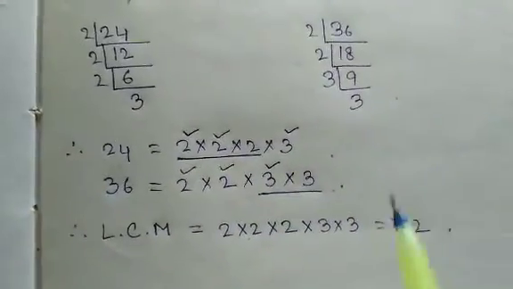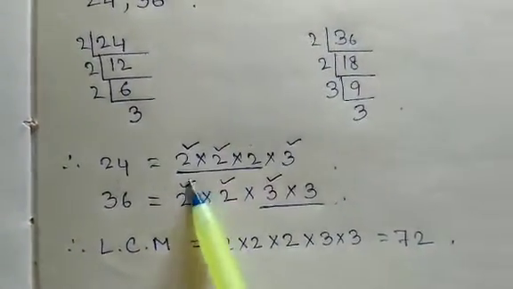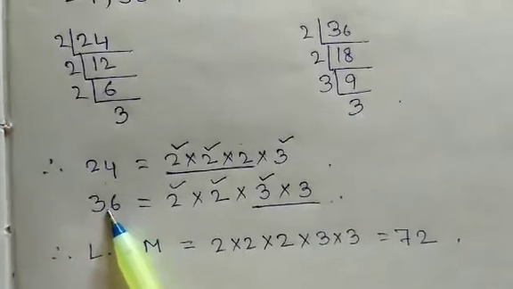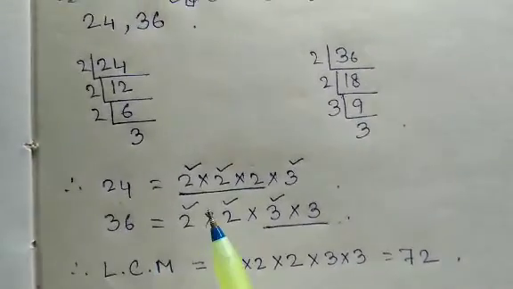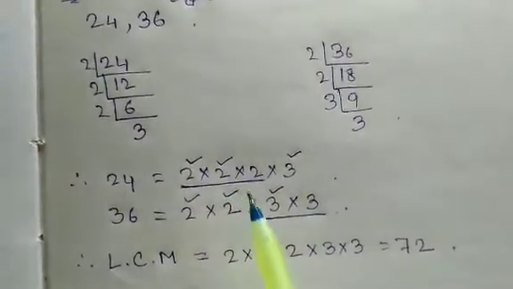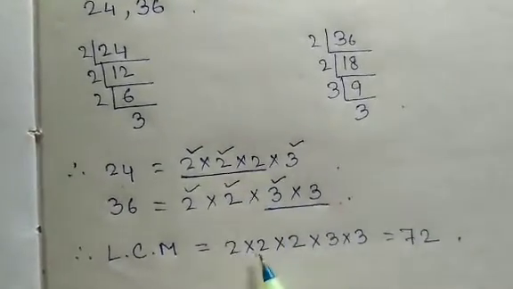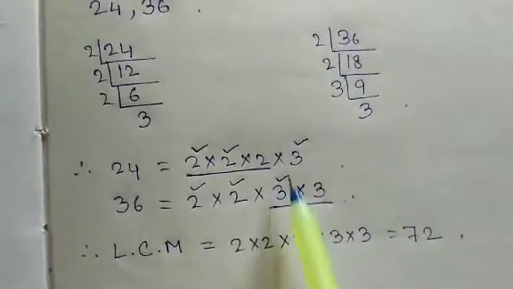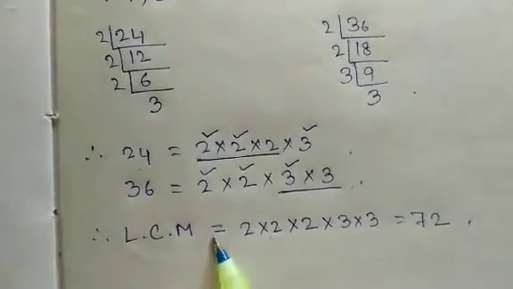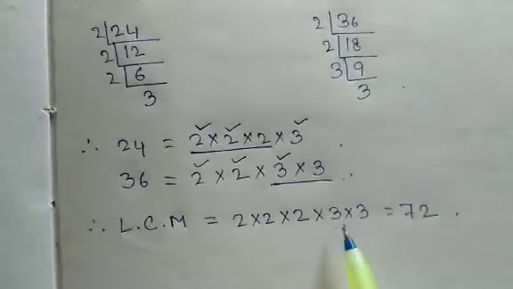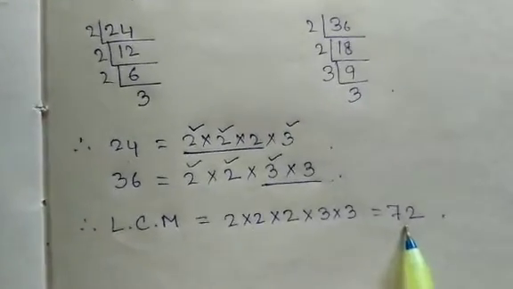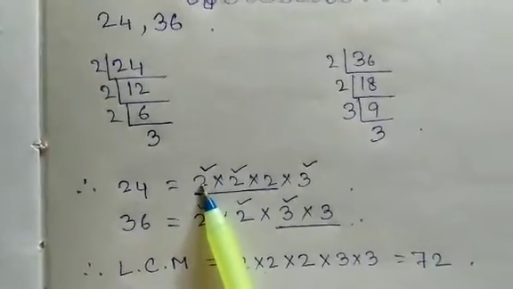Now we have to find out the LCM. How? See, here 2 occurs 3 times in 24 and 3 occurs 2 times in 36. So we have to keep each factor the greatest number of times it occurs. So 2 occurs 3 times. This is the greatest number. That's why 2 into 2 into 2, we write 2 three times. Similarly, 3 occurs 2 times. That's why we write 3 two times. So the LCM is 2 into 2 into 2 into 3 into 3, that is 72.